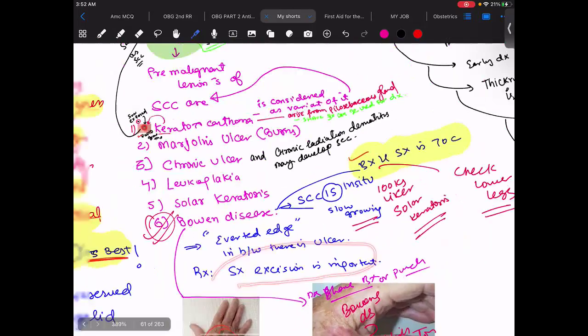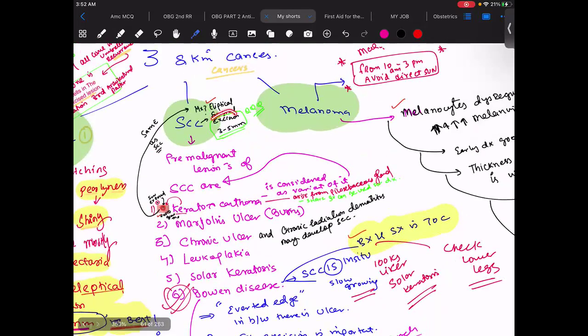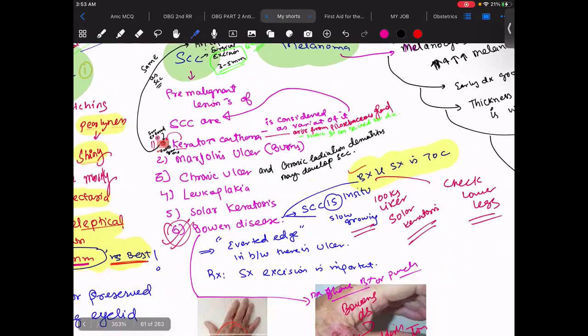If they ask you about the surgical excision, remember that it is basically your elliptical surgical excision, taking a margin of 3 to 5 mm. And this is all about your squamous cell carcinoma.